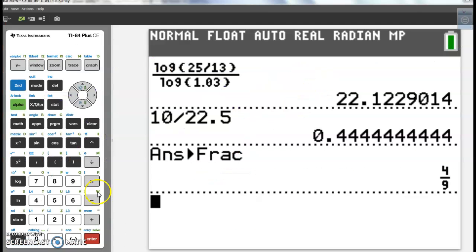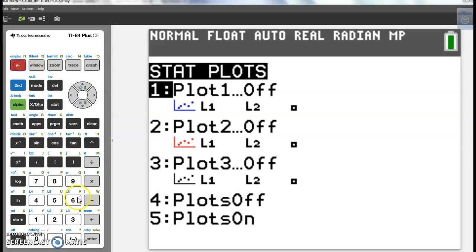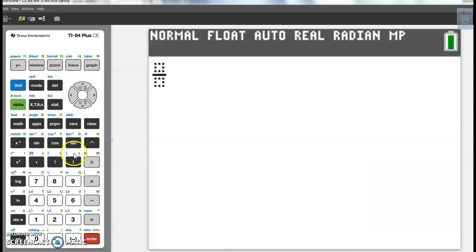Let me grab my calculator. All right, I'll use my alpha key just to make my life easy. Alpha y equals, oops, that's a stat plot, alpha y equals, there we go. Number 1, we have the log of 4/9 divided by the log of 0.95.